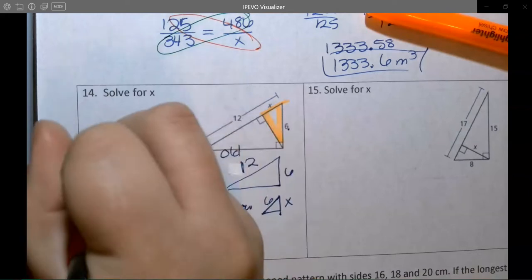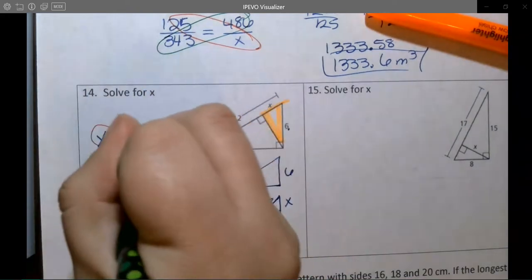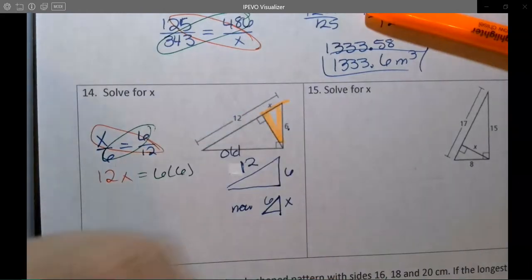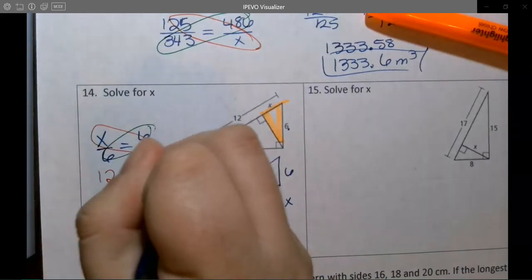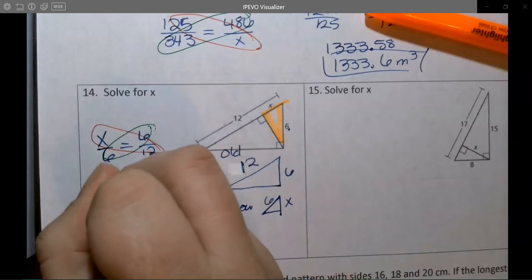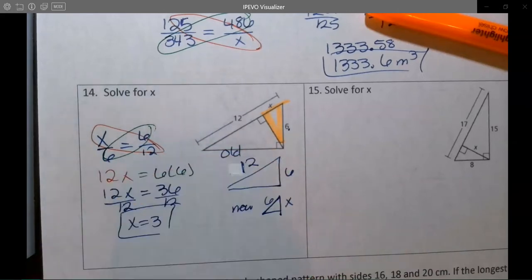Then I want to go ahead and cross multiply. So I'm going to have 12 times x. And over here, 6 times 6. Then I want to actually multiply 6 times 6, which gets me 36. I want to divide both sides by 12, and I get x equals 3.